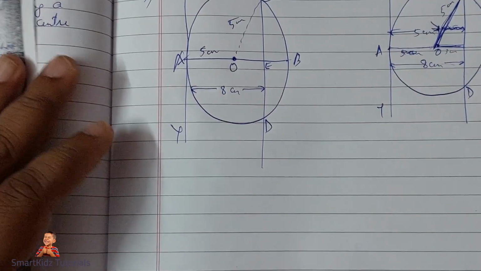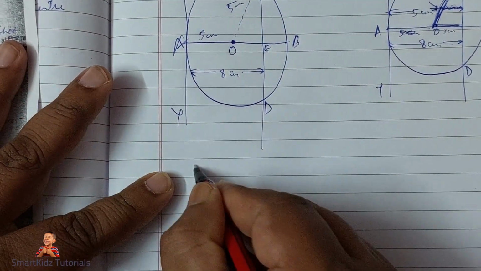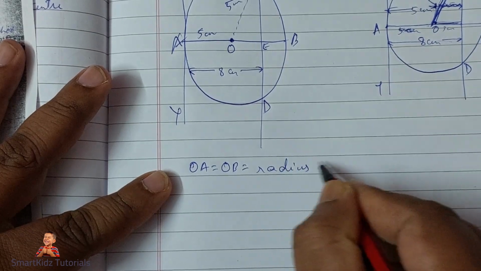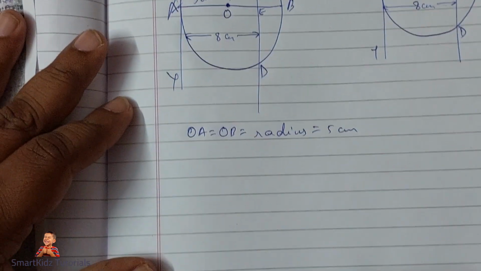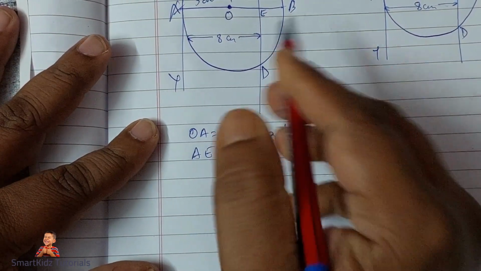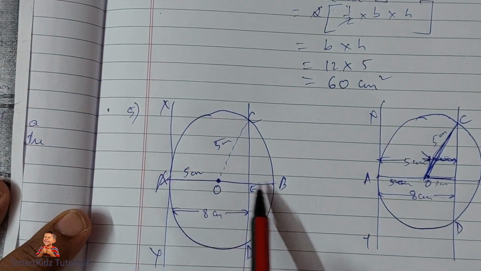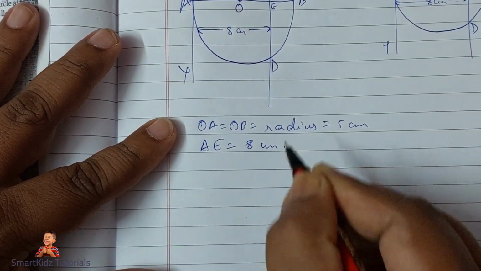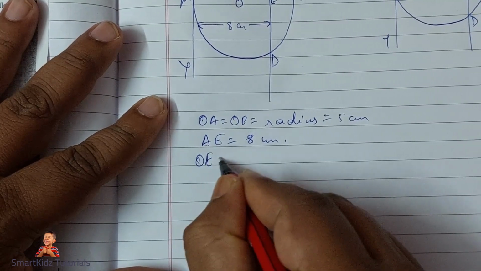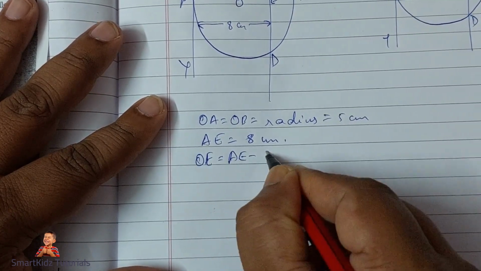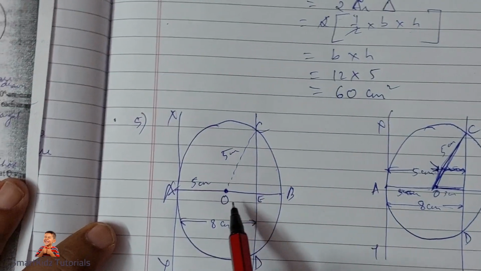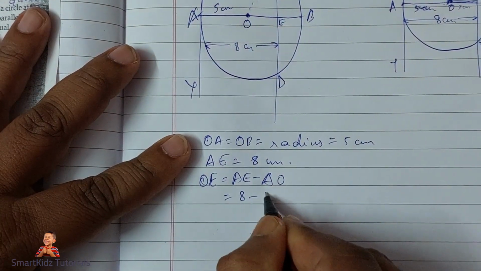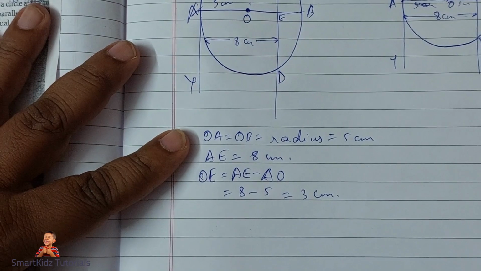Now let's begin. So OA is equal to OB, which is the radius given to us as 5 centimeters. AE, which is this part from the tangent to the chord, is given to us as 8 centimeters. Now, OE is equal to AE minus AO. So this is the part I was talking about. OE is nothing but AE minus AO, 8 minus 5. That gives us 3 centimeters.